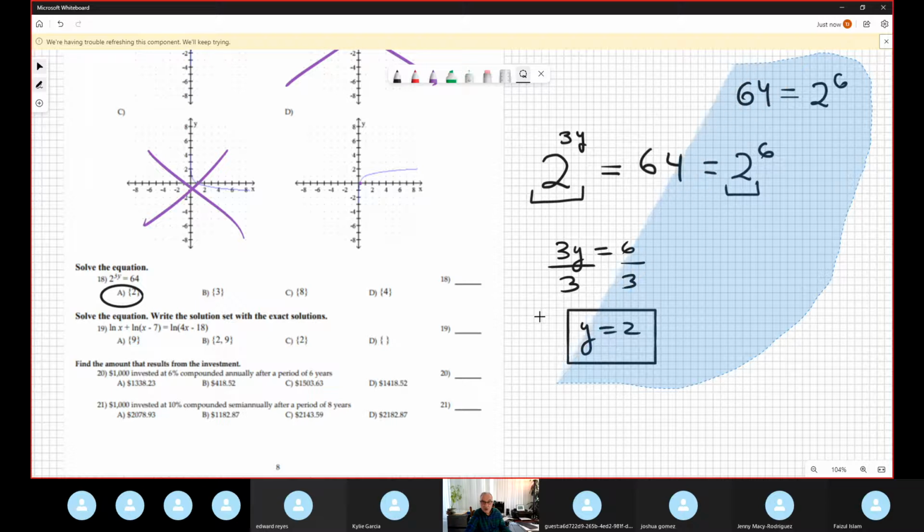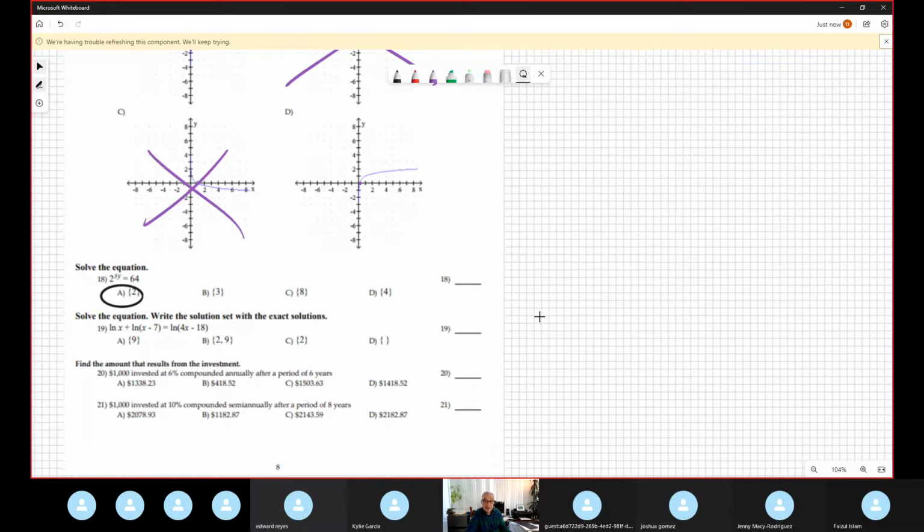Okay, now question number 19 is a logarithmic equation and involves the natural logarithm. ln of x plus ln of x minus 7, equals ln of 4x minus 18.